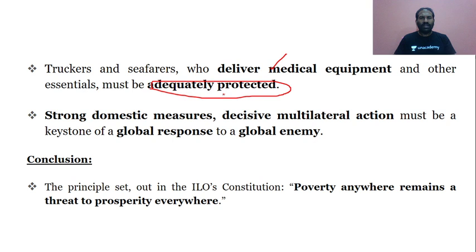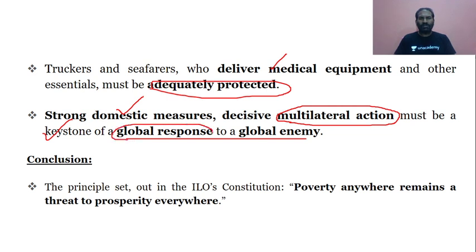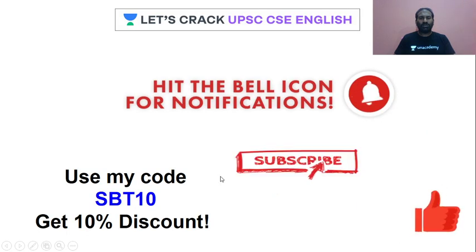They are making sure that the frontline workers are being given insurance, and strong domestic measures should take place, so that there is a global response. Please understand, the strong domestic measure and the multilateral action are the keystone for the global response to a global enemy. That means the global enemy, that is the coronavirus, and the post-crisis situation. This is how we can make the best global response to the global economy. The global enemy is the health crisis and the economic crisis.